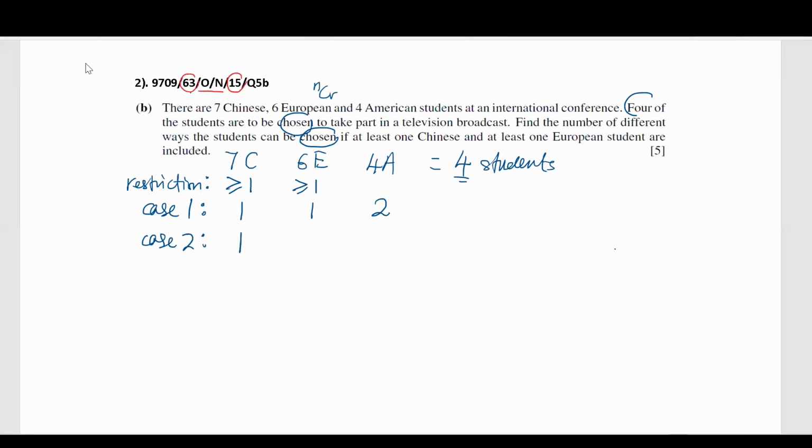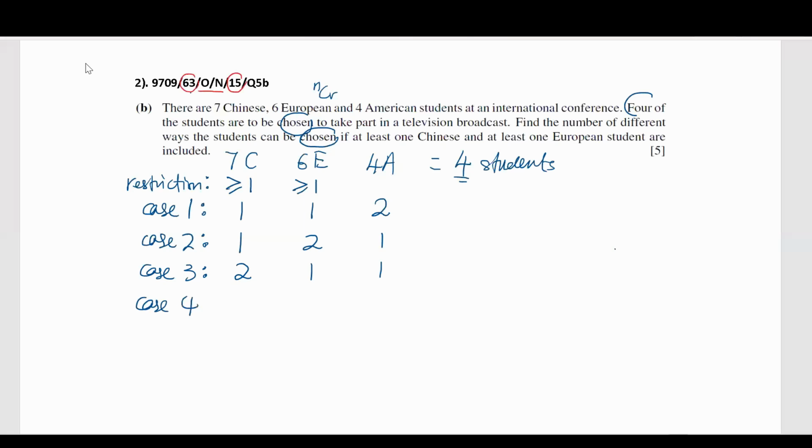Is it okay to have 1 Chinese, 2 European, and 1 American? Yes. So this is case 2, where 4 students are selected: 2 European, 1 Chinese, 1 American. Okay, so we can look for case 3. At this time, we can have 2 Chinese, 1 European, and 1 American. All right, so can you see? It's basically the number 2 moving from the American to the European to the Chinese.